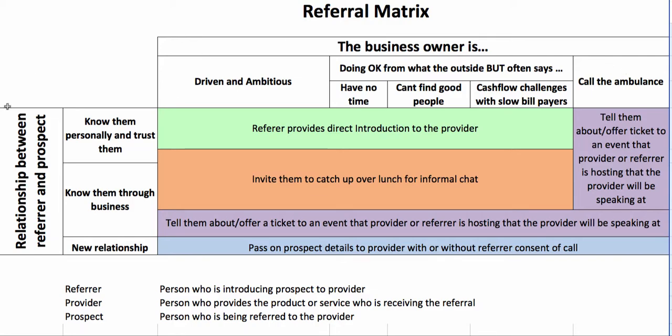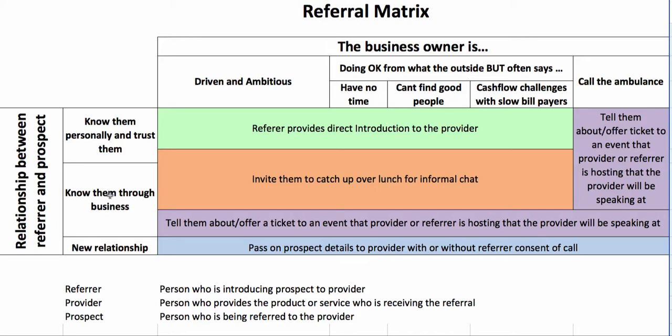So there are two axes. Let's start with the relationship between the referrer and the prospect. Let's say you know this person really, really well and you trust them and they trust you. Then the obvious thing to happen in that context is that the referrer provides a direct introduction to the provider. Now, most of you guys have done this for me in the past, and I'm very grateful for it, so thank you. Whether they're driven and ambitious, or they've got some of these signals here, maybe not so much on the ambulance thing, a direct introduction to someone who you know and trust personally is the first stage.